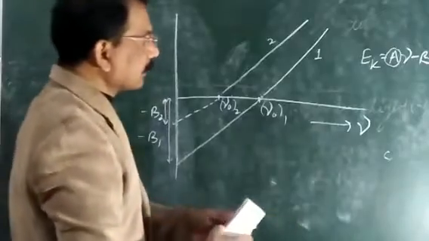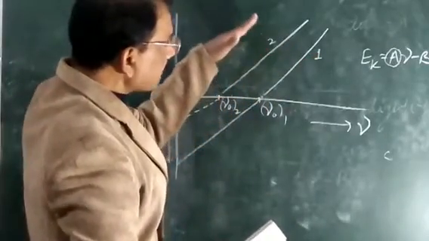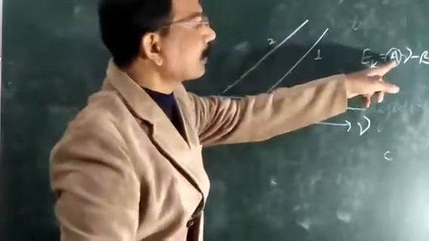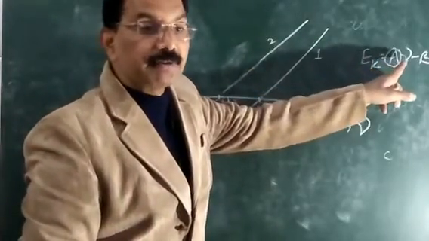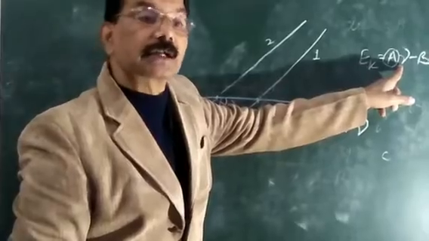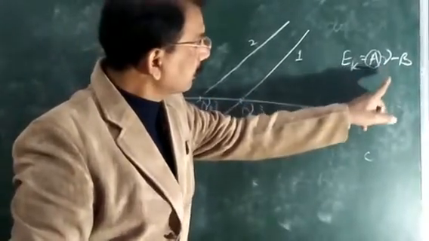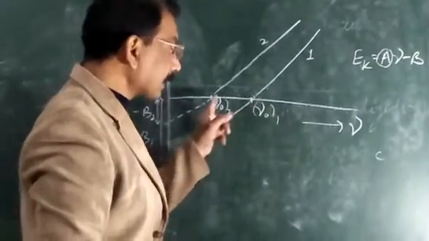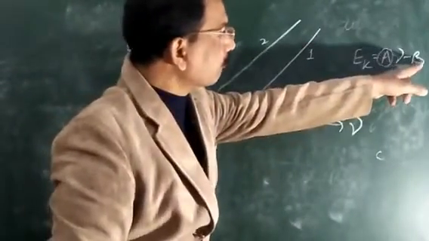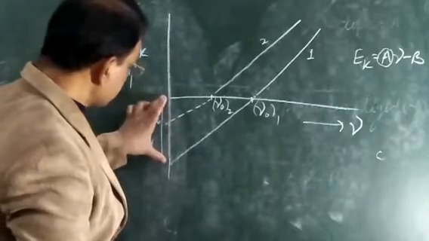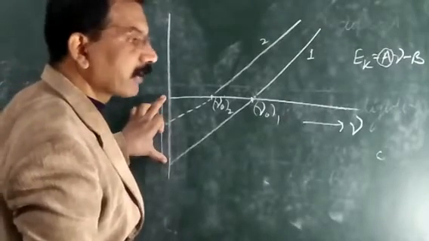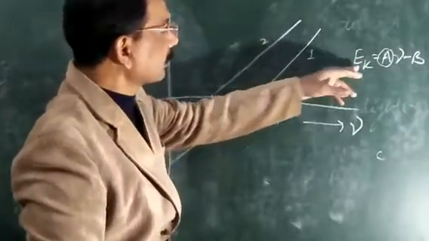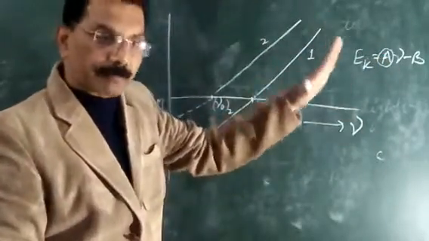And what you are getting is that for every material this graph always comes out parallel. Parallel means their slope will be the same. It means A is a universal constant. But nu naught, the threshold frequency, will be different for different materials, and this B, the energy intercept, will also be different for different materials. So this result is observed experimentally.